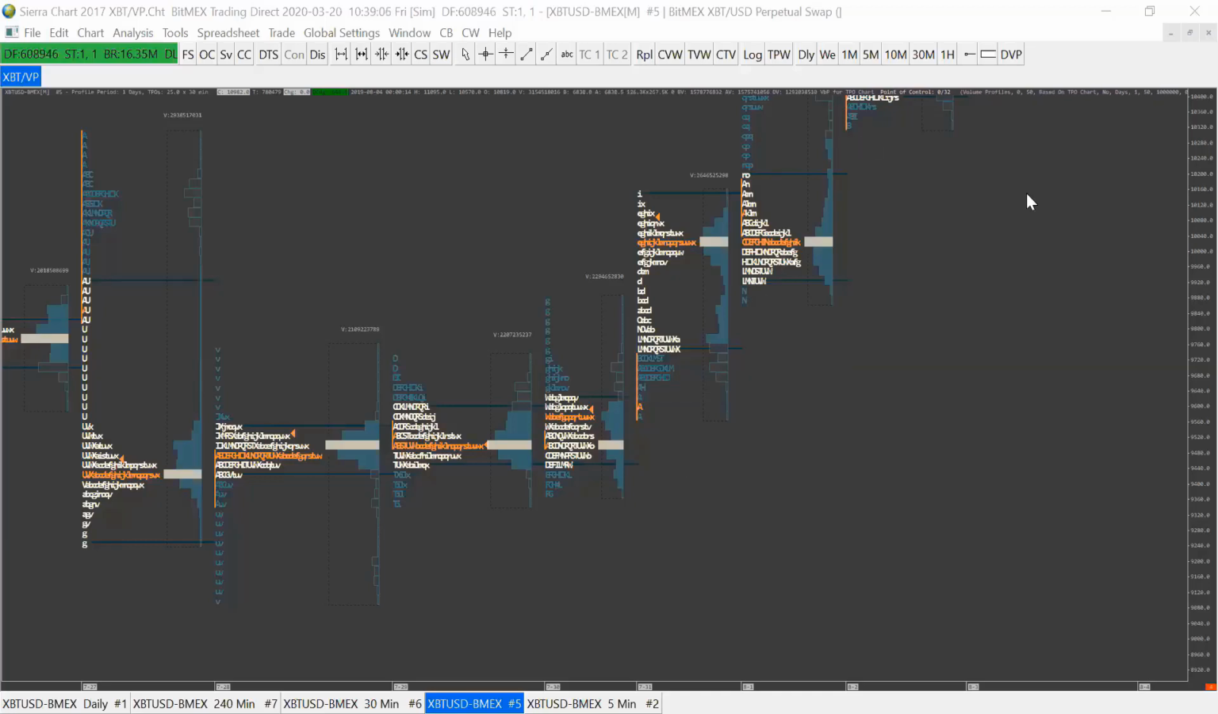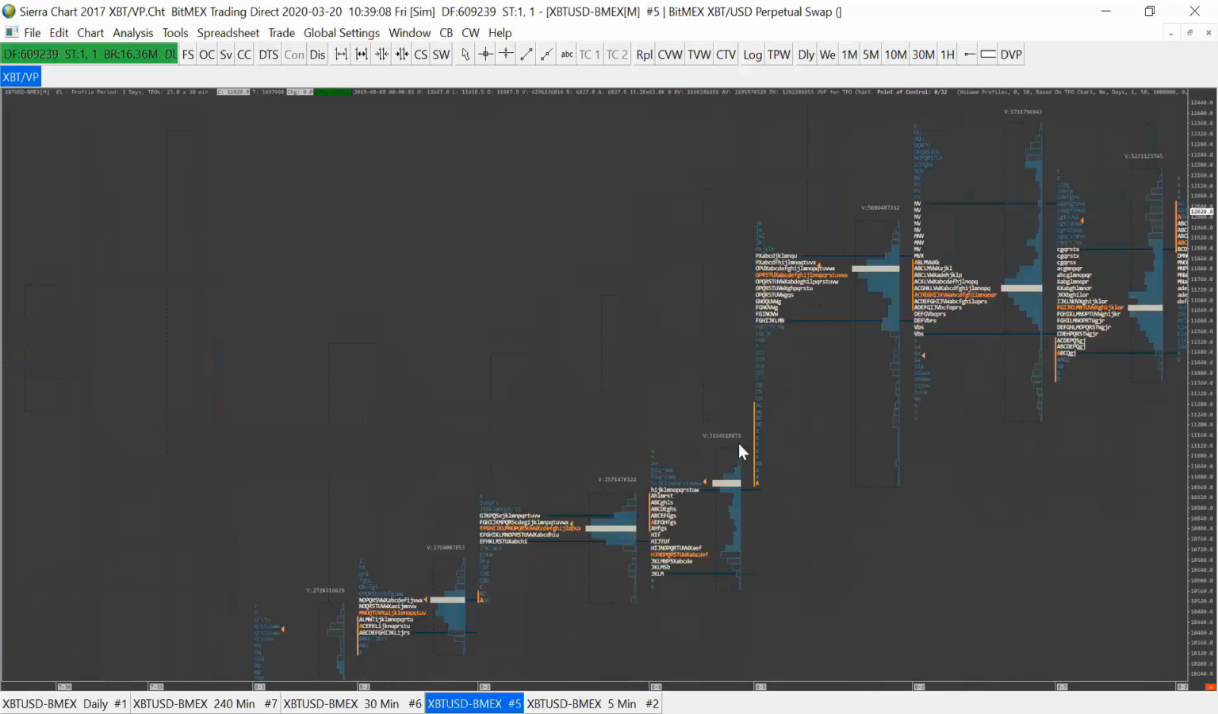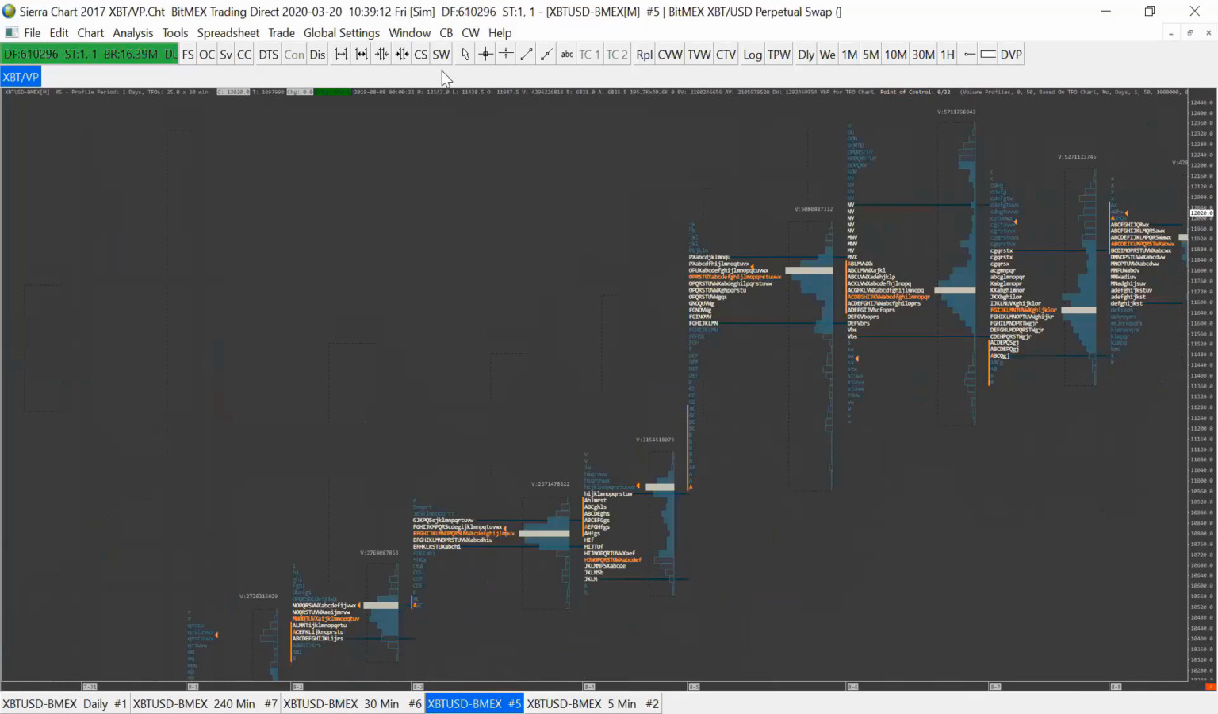And when price does break out, this is what you get. Okay, imbalance. So a low volume area, often referred to as single prints or singles, which just refer to the fact that price will only trade there one time.